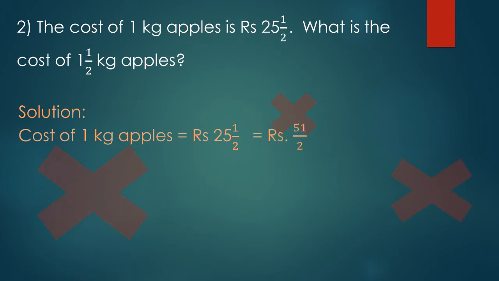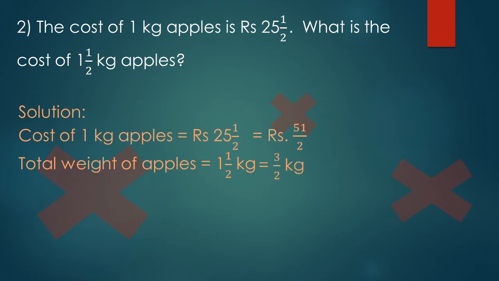And the second statement is: total weight of apples is equal to 1.5 kg. Again 1 1/2 is a mixed number. So first we convert it into an improper fraction. 2 1s are 2 and 2 plus 1 is 3. So the fraction is 3/2 kilogram. And the third statement is: cost of 1.5 kilogram apples is equal to 51/2 multiplied by 3/2.